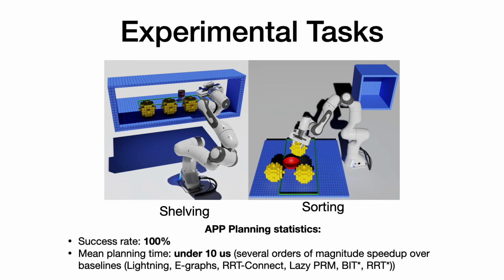APP shows 100% success rate for both the tasks with a mean planning time of below 10 microseconds, showing several orders of magnitude speed up in planning time compared to several state-of-the-art planning algorithms.